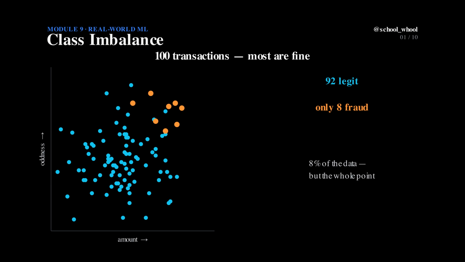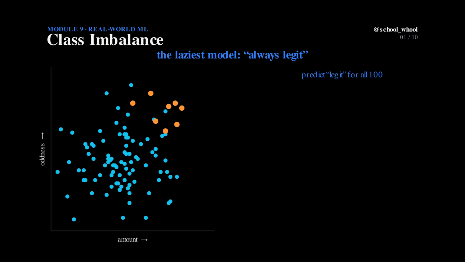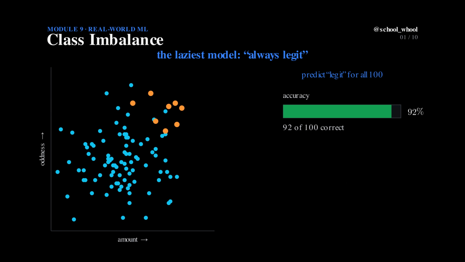Now the laziest possible model. It doesn't learn anything at all. It simply predicts legit for every single transaction, all 100 of them. Let's score it on accuracy, the fraction it gets right. 92 of the 100 are legit, and it calls them all legit, so it scores 92%. On paper, that looks great.